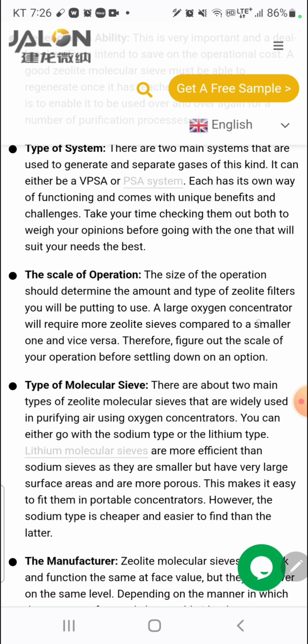The scale of operation. The size of operation should determine the amount and type of zeolite filters you will be putting to use. A large oxygen concentrator will require more zeolite sieves compared to a smaller one and vice versa. Therefore, figure out the scale of your operation before settling down on one option.